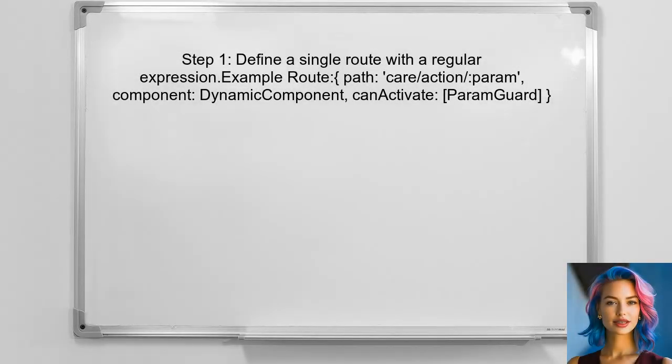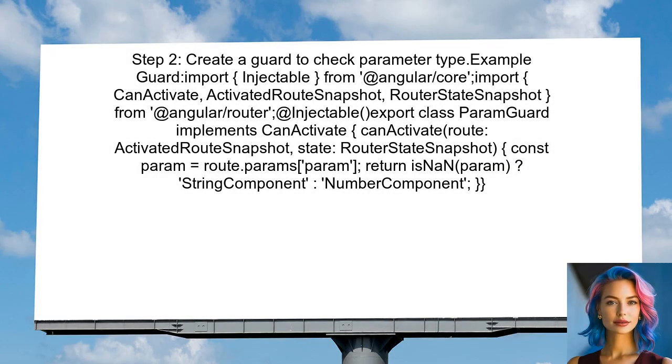To achieve loading different components based on the type of route parameter, the user should first define a single route that captures both string and number parameters. This can be done using a regular expression in the route path. Next, the user needs to create a guard that will determine the type of the parameter. This guard will check if the parameter is a string or a number, and then redirect to the appropriate component.